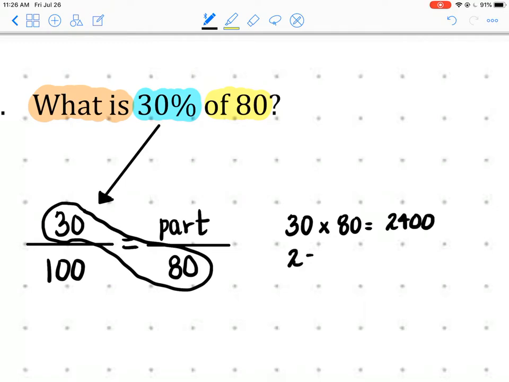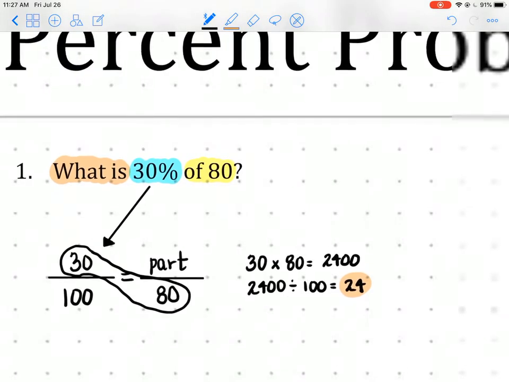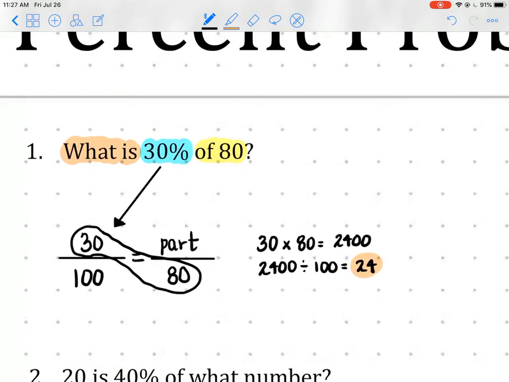And then you divide by the number that was not in the peanut, which is the 100 in this case. And you have your answer, guys. You are done. The part is 24. That's all you have to do. That problem is solved.